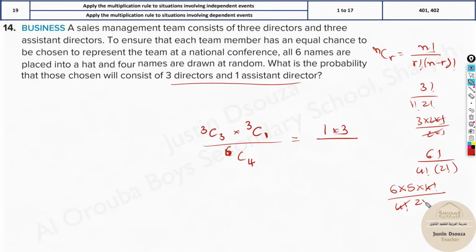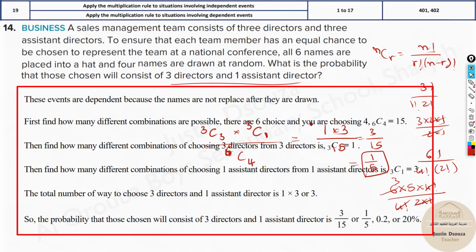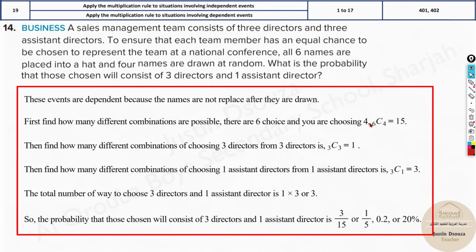It cancels. And 2 factorial is 2 into 1. This with this, 5 times 3 is 15. So the probability is 3 by 15. Now this is divisible by 3, so 1 by 5. It's 20%. So that is the probability that this particular arrangement, 3 directors and 1 assistant director, will be chosen. So we can see over here, that's the answer.